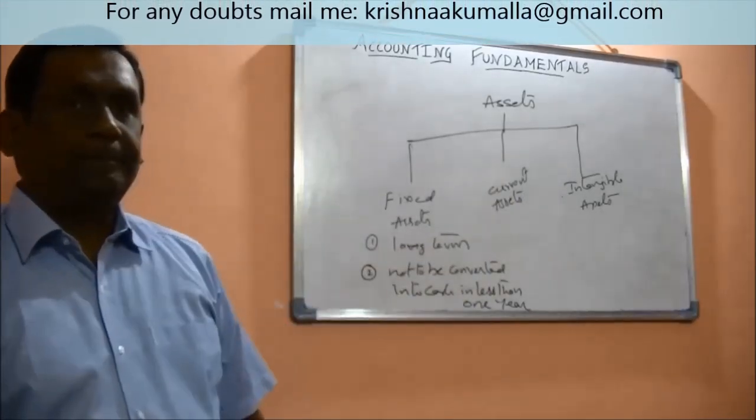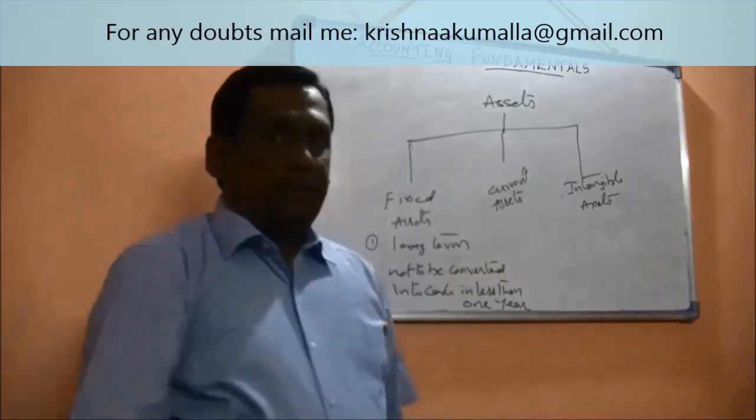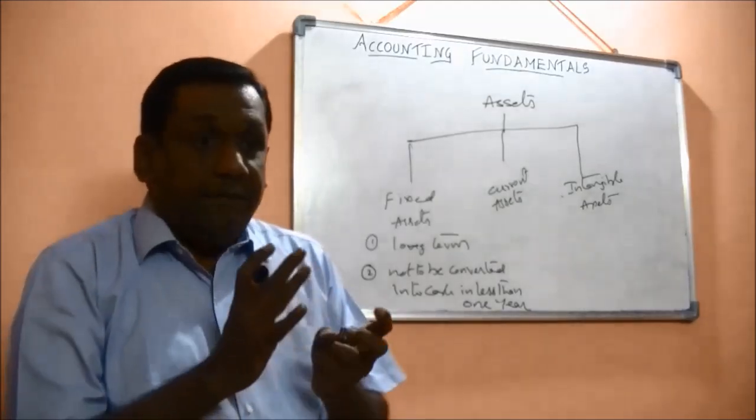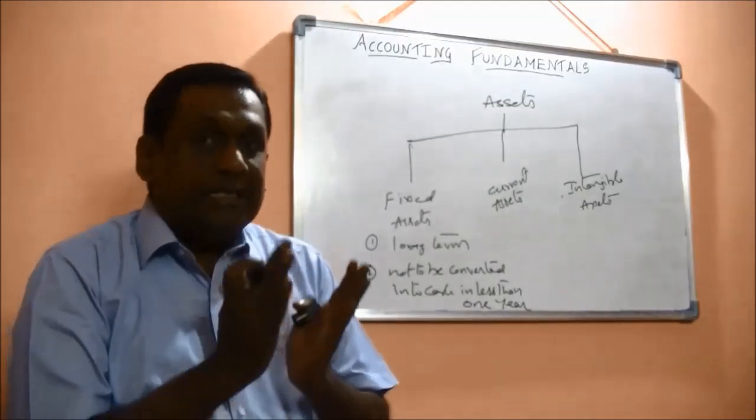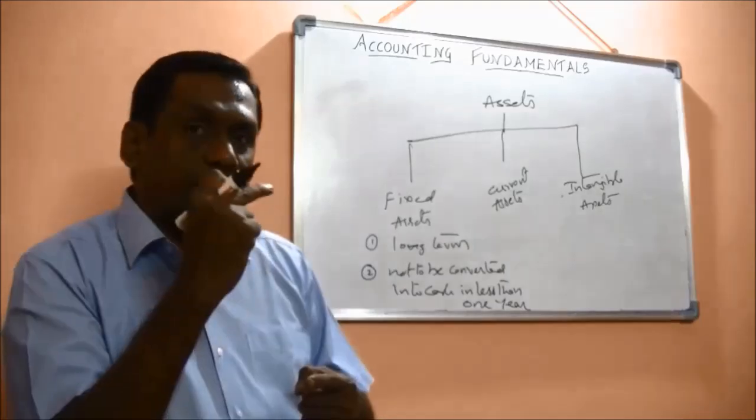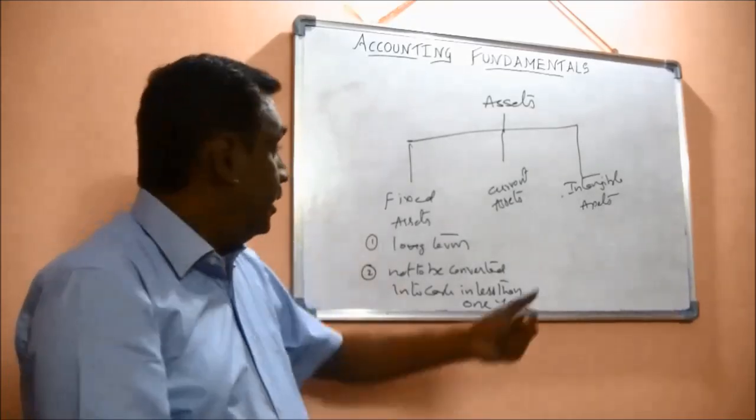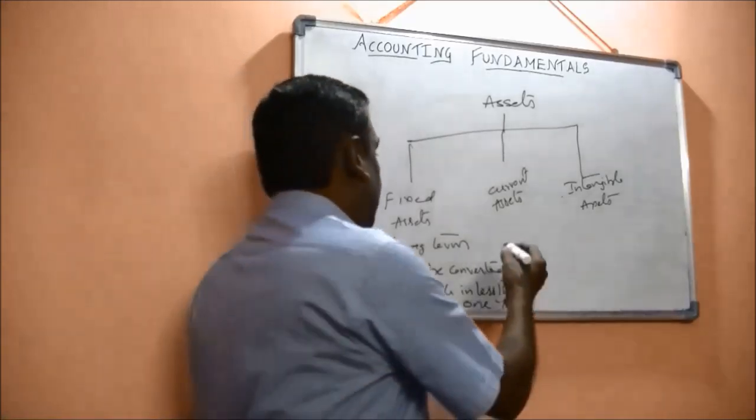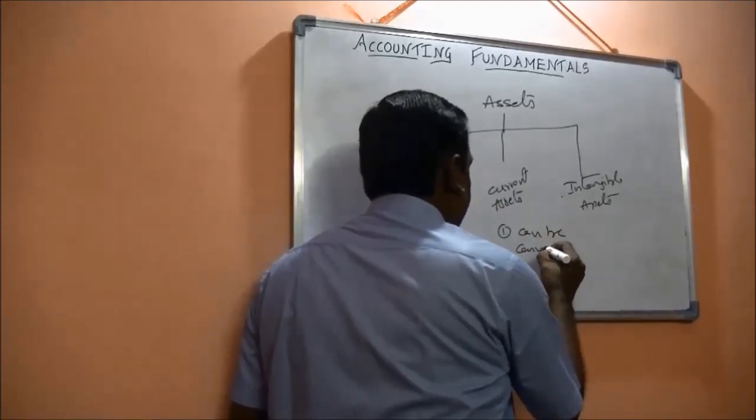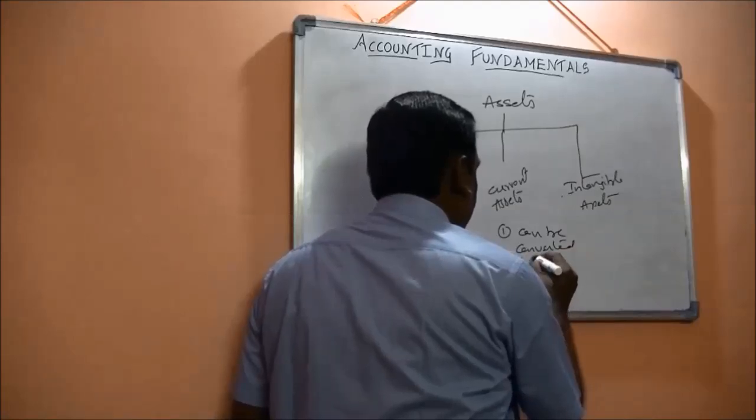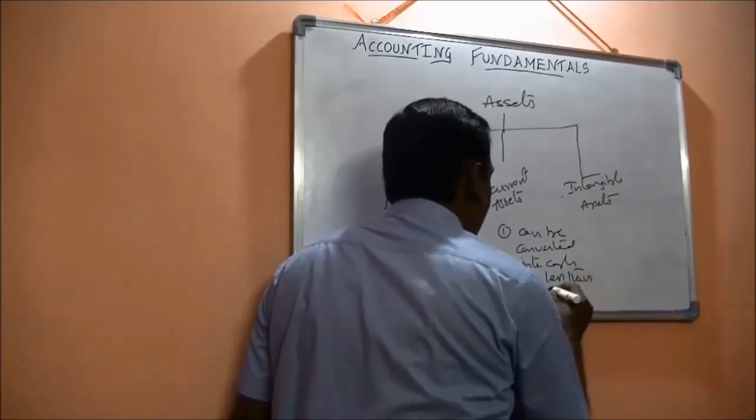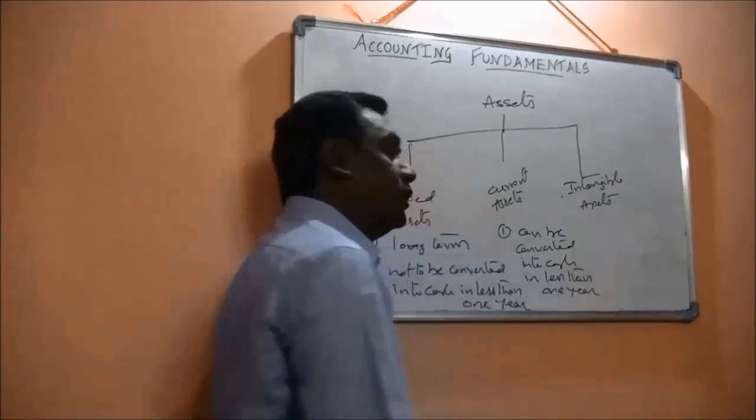What is a current asset? Any asset which can be converted into cash in less than 1 year is known as a current asset. So, can be converted into cash in less than 1 year is known as current asset.